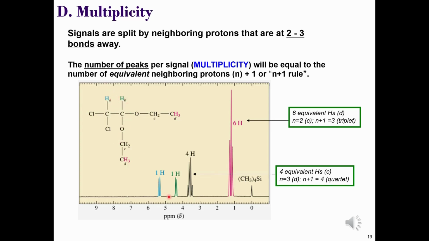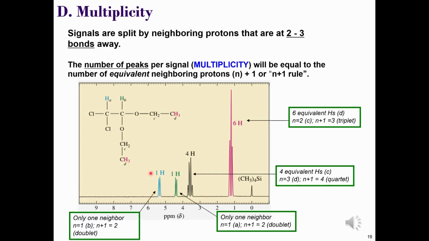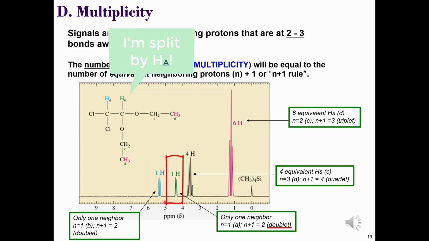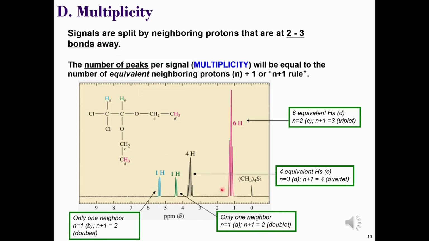Finally, protons A and B are not equivalent. Each gives rise to a doublet because they are the only ones that neighbour each other in a 2 to 3 bonds distance of each other. Therefore, each one of these protons is split by the other. A is split by B, therefore n equals 1 plus 1, which gives 2 and gives a doublet, and B is split by A, so n equals 1 plus 1, which is 2, and gives rise to that second doublet.